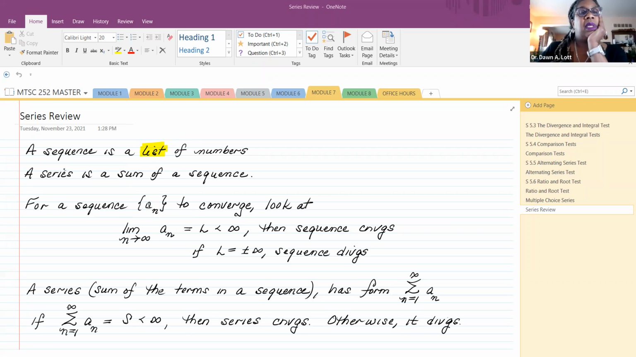For a sequence, a_n, to converge, we look at the limit of the nth term. If it equals a number, then the sequence converges. If it does not, it diverges. For a series, we look at a sum of the terms in a sequence, and it has to form the summation from n equals 1 to infinity of a_n. And then we can find the sum S, which is the sum from n equals 1 to infinity of a_n. If we get a number, the series converges, otherwise it diverges.